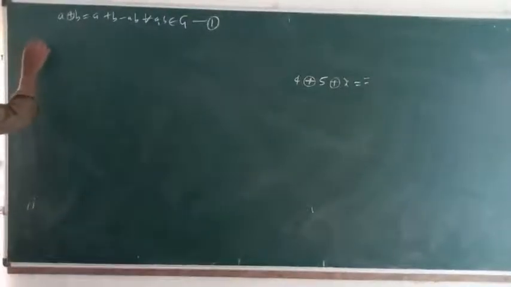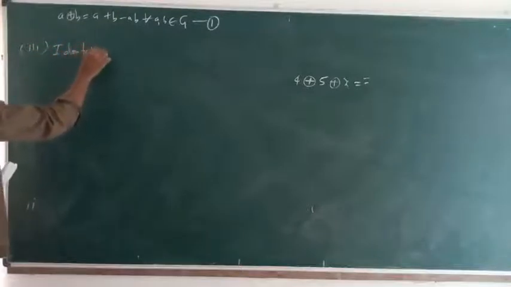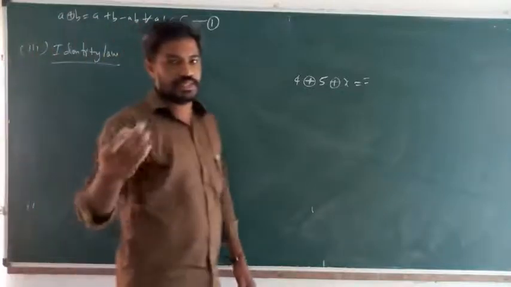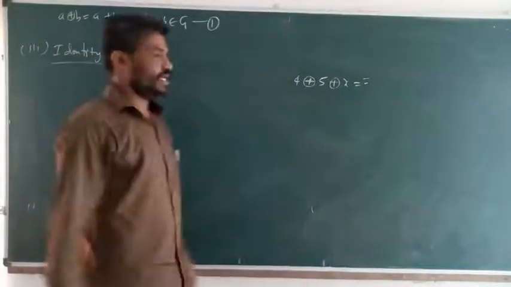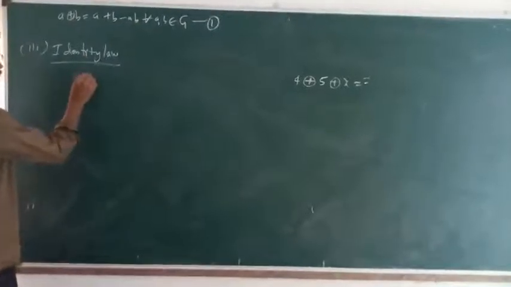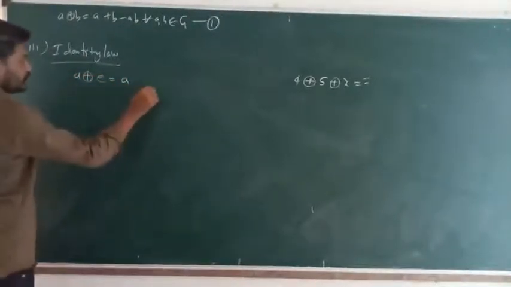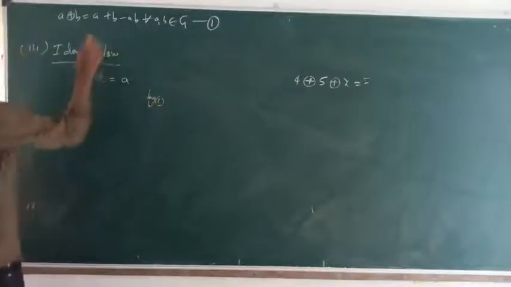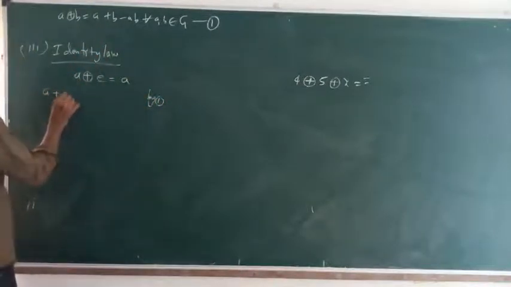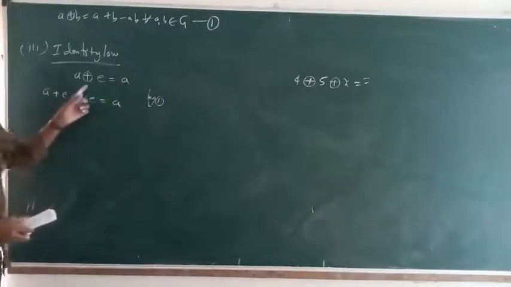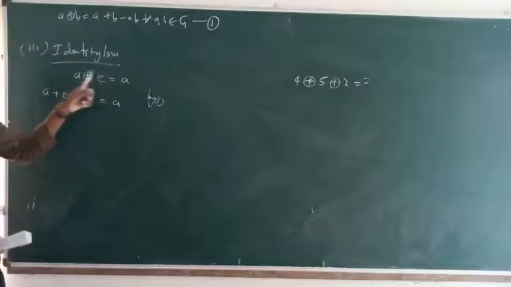So, third one, identity law. Identity condition with respect to the operation: A direct sum B equals A. This is a binary operation, direct sum. I can take A direct sum E is equal to A. A plus E minus AE is equal to A. This is the identity law, binary operation with respect to direct sum.